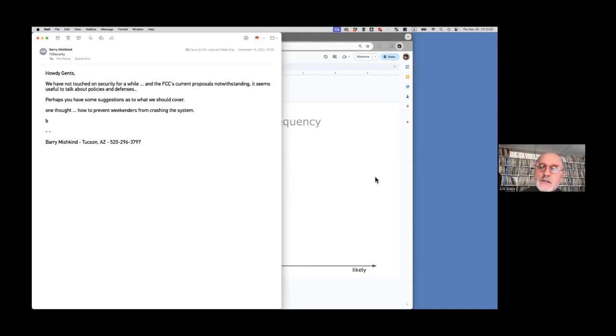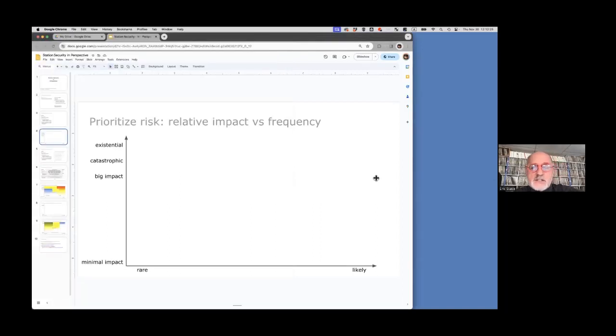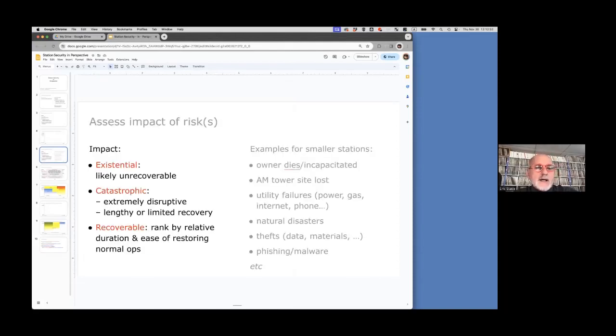And in kicking this around a bit, my first reaction to that was that preventing weekend employees, part-time employees from crashing one system is probably very low on the totem pole of risks that we need to spend time on. And here's why. If we look at the impact of risks and take a bigger picture, not just focusing on IT issues and machines, there are probably, for many stations, risks that have much more consequential impact on the ability of the station to meet its goals.